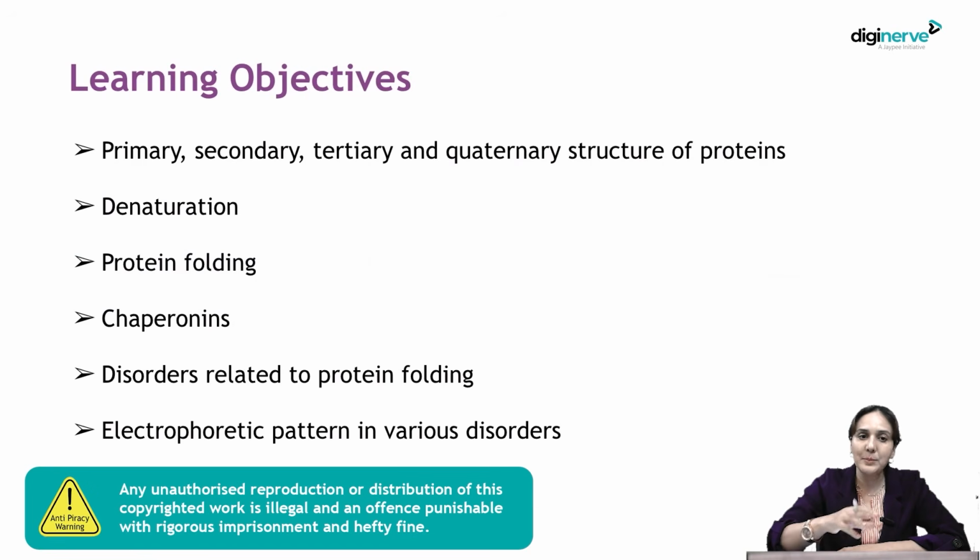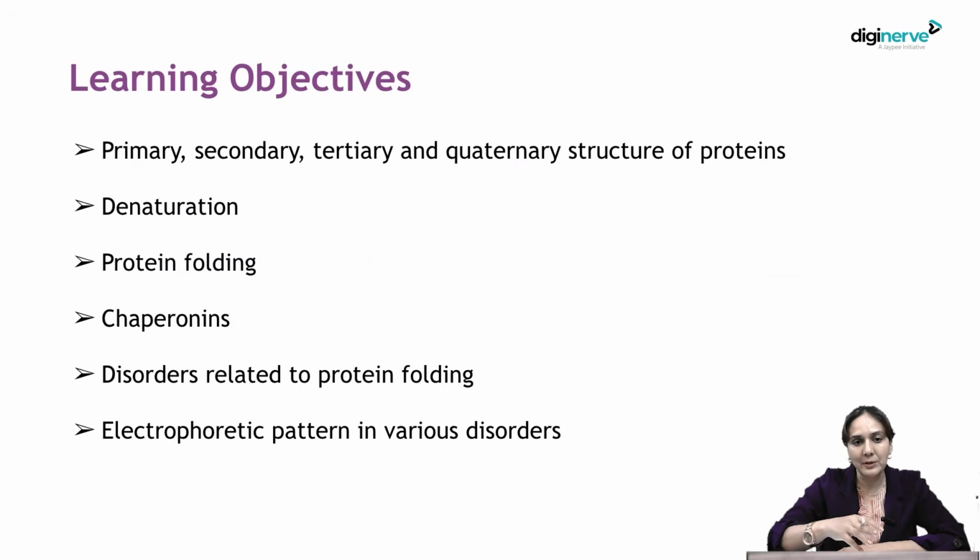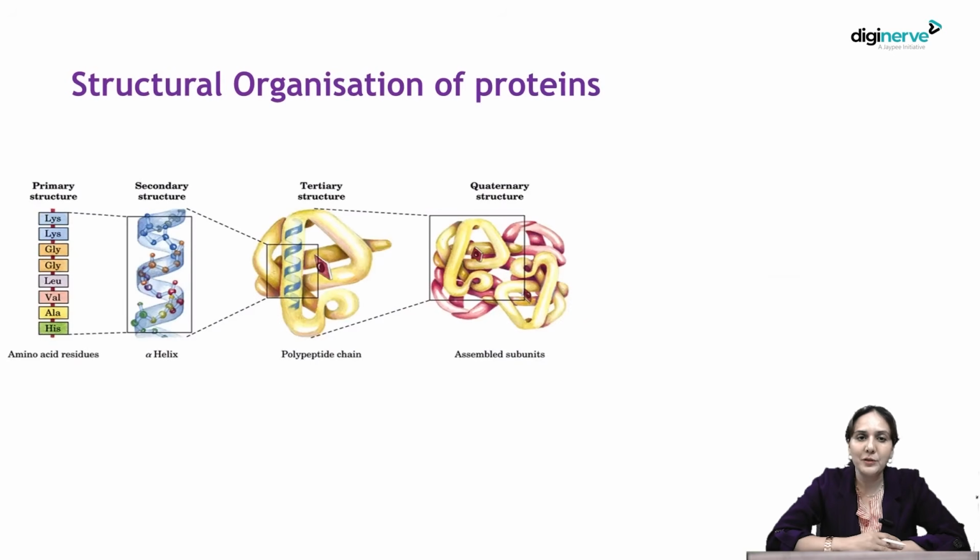Then we will discuss denaturation, protein folding, role of chaperones and disorders related to protein folding. And we will also discuss electrophoretic patterns for various disorders. So first of all, what are proteins made up of? Proteins are made up of amino acids linked together by peptide bonds.